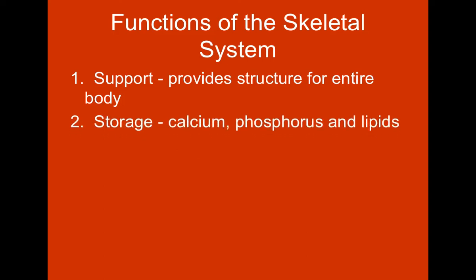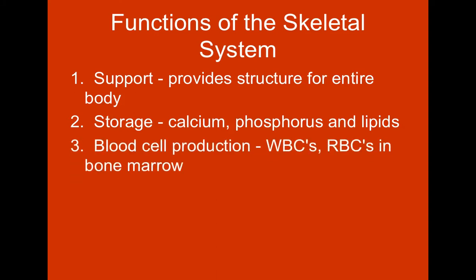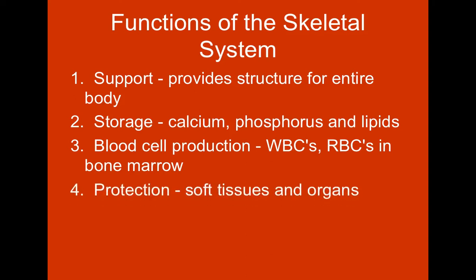It also functions in the area of storage, and that's probably not a surprise, especially the calcium. But you probably also don't think of the skeleton as storing fat, which it does. We have blood cell production in terms of white blood cells and red blood cells. They are made in the bone marrow. The bones actually protect things like our soft tissues and organs, for instance, our heart, our lungs, and even our brain.